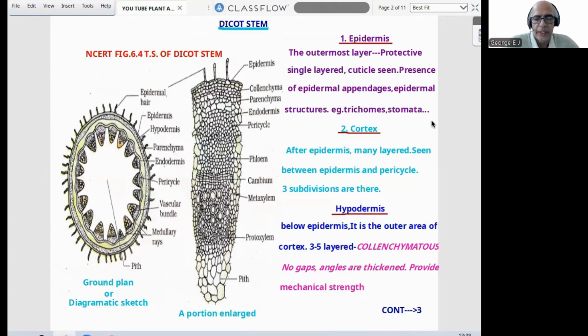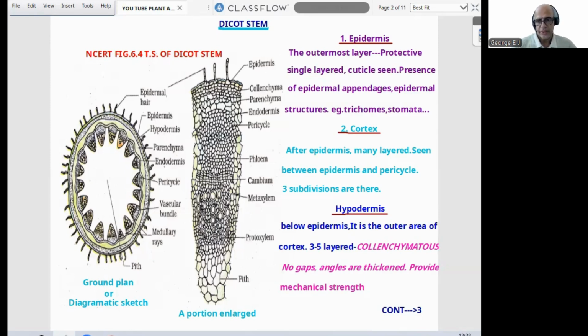I think the screen came, dicot stem. When we proceed with the dicot stem, the diagram is very clear, clearly given in NCERT. The first layer is called epidermis, that is the outermost layer. Outermost layer means it will be protective, usually a single layer. Cuticle is present. Presence of epidermal appendages, that we already studied. Then epidermal structures, typical examples are trichomes and stomata.